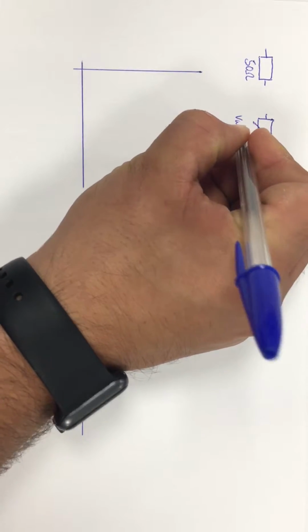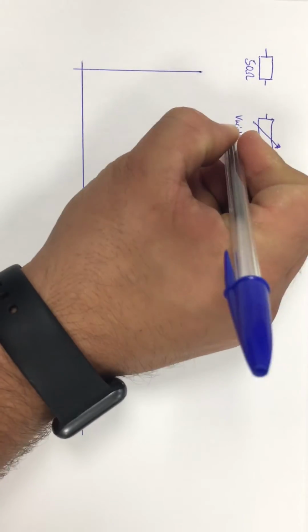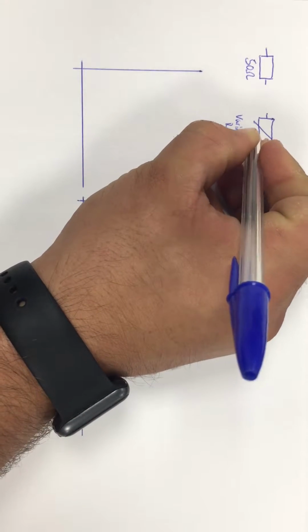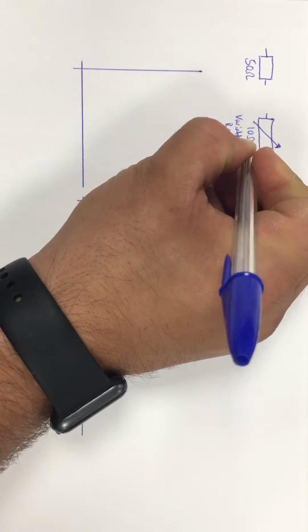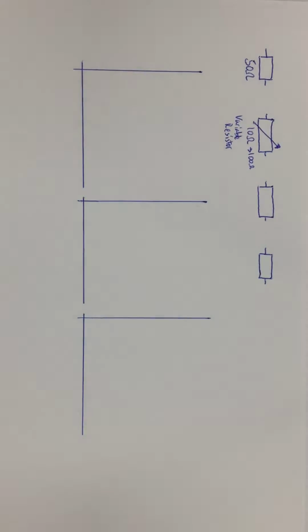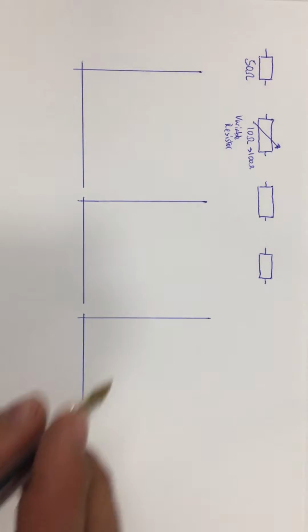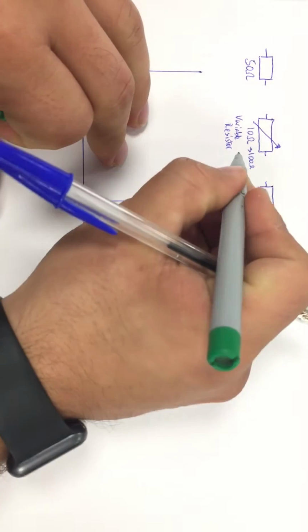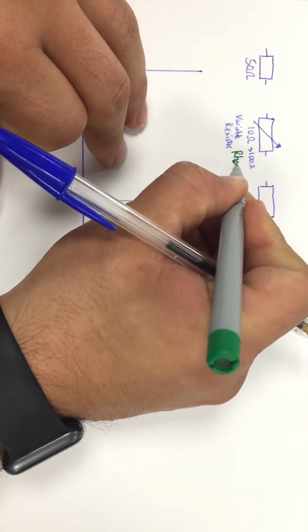So this just means that with a variable resistor we have the ability to change the resistance as we wish. So this maybe could go from 10 ohms up to 100 ohms, for example. And we could tweak that by moving the slider. The other name for a variable resistor that you should be aware of is a rheostat.